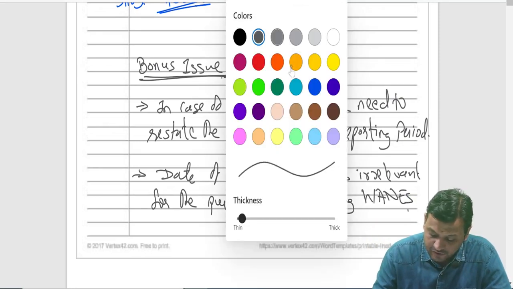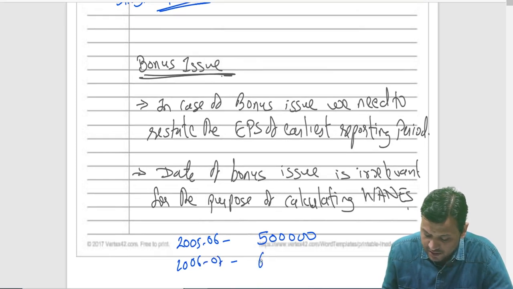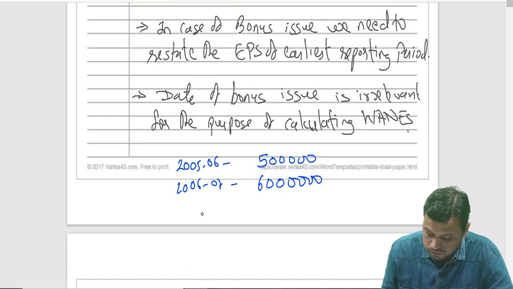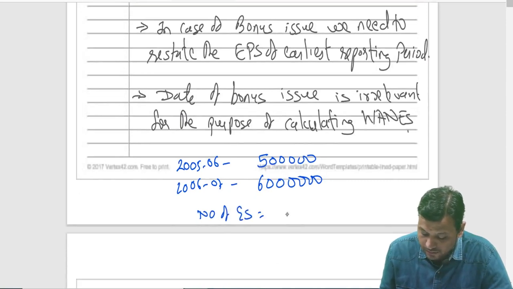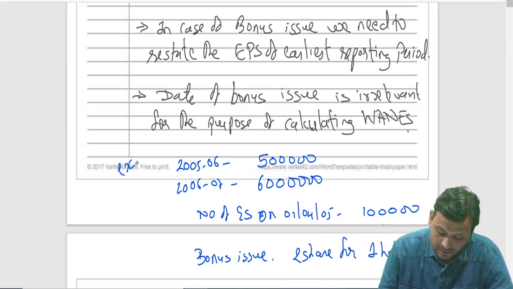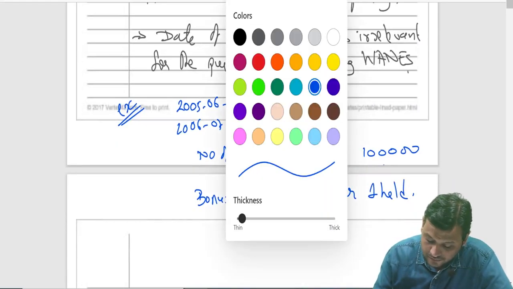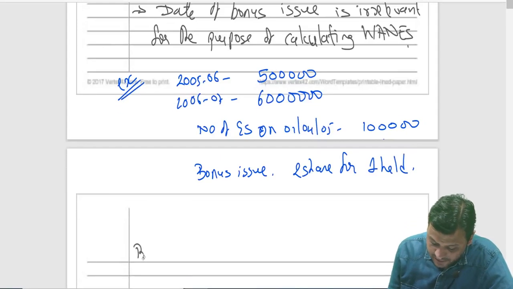Let me have an example for you. Say during 5-6, my earnings are 5 lakhs. During 6-7, my earnings are 6 lakhs. Number of equity shares, say on 1st April 2005, is 1 lakh. Bonus issue: 2 shares for 1 held. I'm issuing 2 shares for every 1 share held. Then my dear students, what are we supposed to do? First of all, we will find out the basic EPS. Let me write it down this way: bonus issue 2 shares for 1 held.